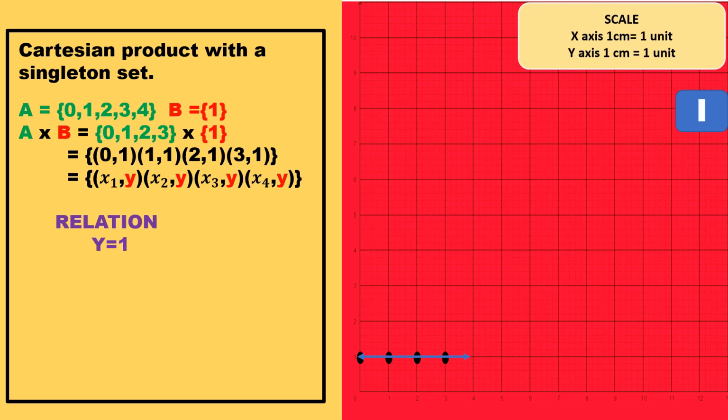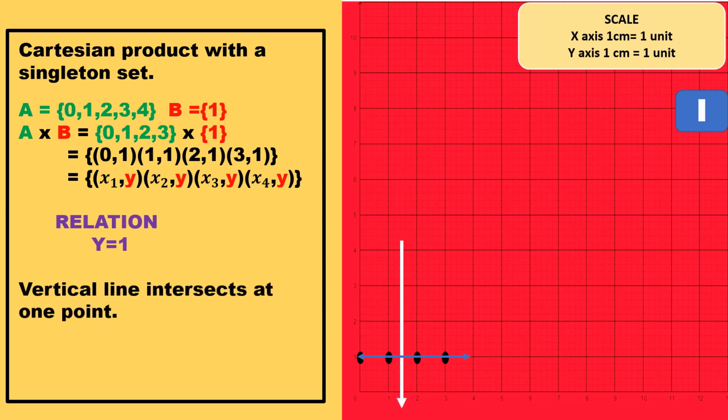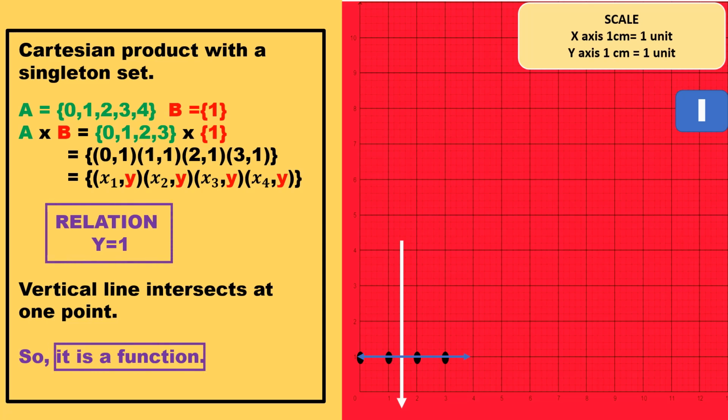Let's check whether the relation y is equal to 1 is a function or not using the vertical line test. The vertical line intersects at one point, so it is a function. y is equal to 1 is a function since the vertical line intersects at one point. Let's consider it as case 2.